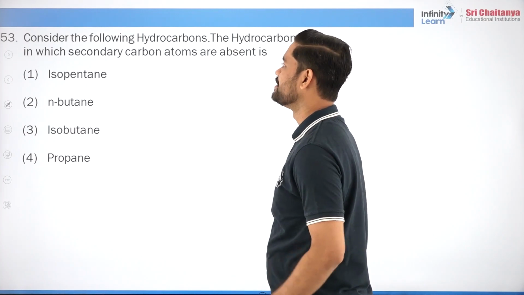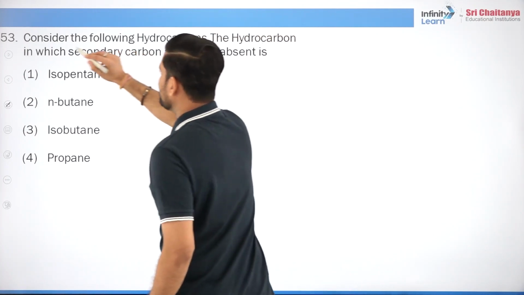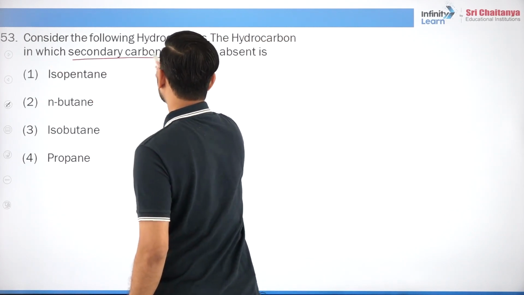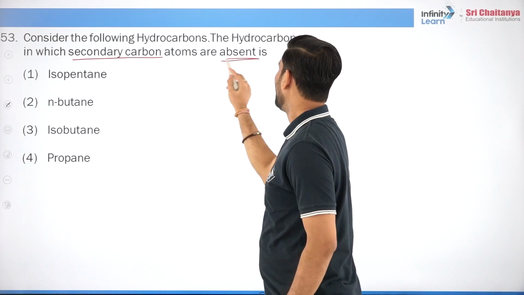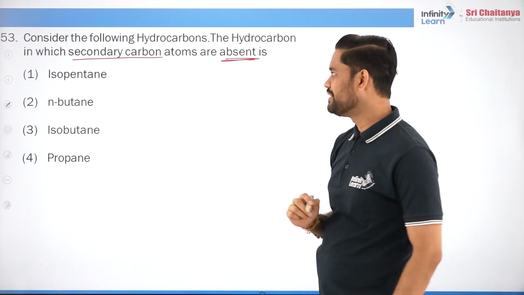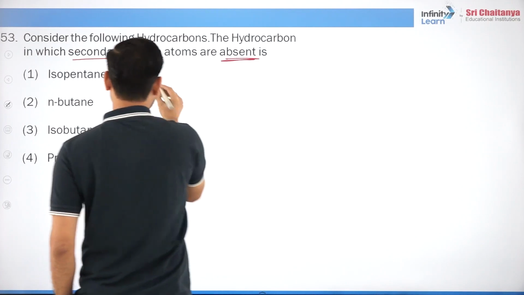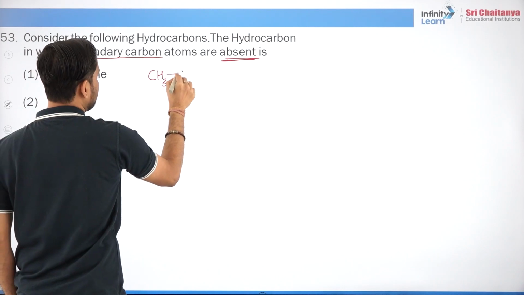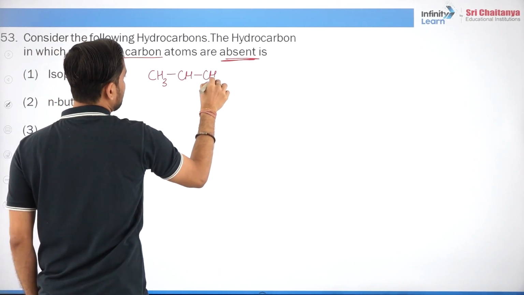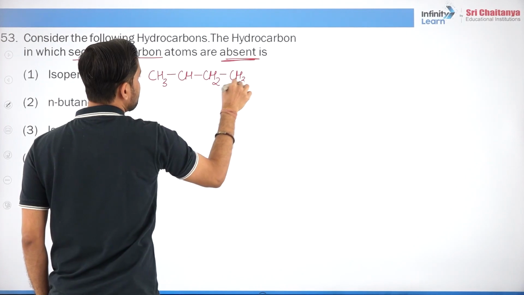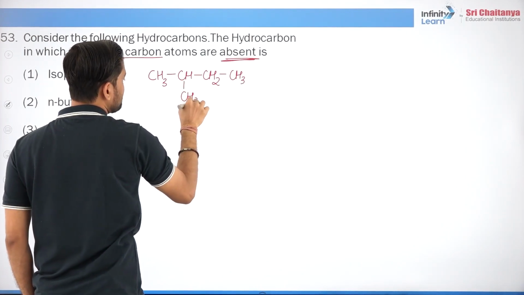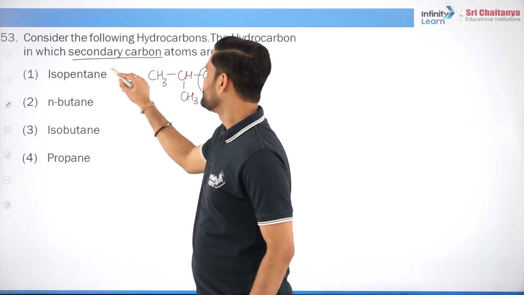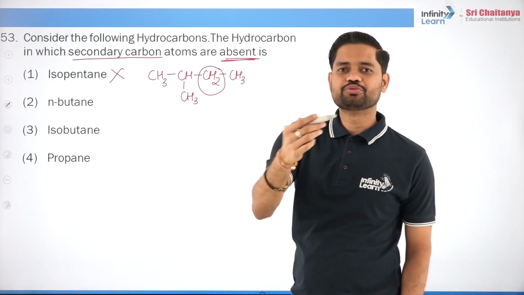Talking about the third one, that is question 53. Consider the following hydrocarbons. The hydrocarbon in which secondary carbon, meaning 2° carbon atom, is absent. This word is very important. Secondary carbon is absent. If I talk about isopentane, it can be drawn in this way: CH3, CH, CH2, CH3, CH3. Can I say that this is a 2° carbon atom? Hence this is not the right answer because it contains 2° carbon.